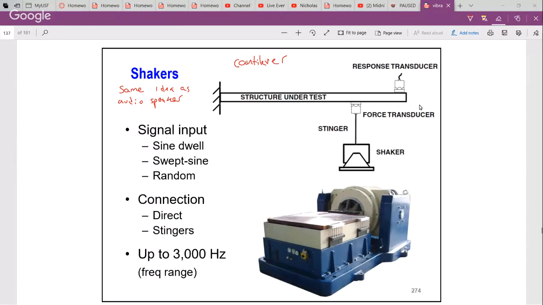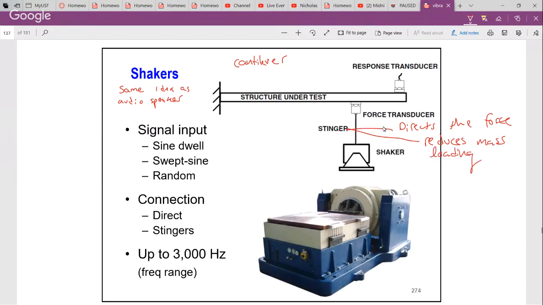If we attached the shaker right up here, we'd be mass loading. If you apply a force, you'd be adding mass, and you don't know what you have. So introducing a stinger does two things. What are they? It controls the direction of the force and reduces mass loading. Everybody got that? Reduce mass loading. Does that make sense to you?